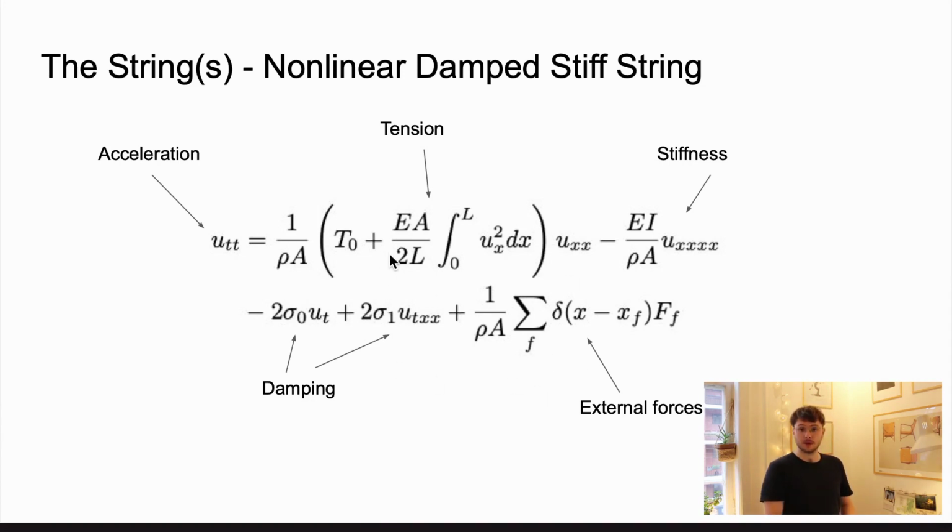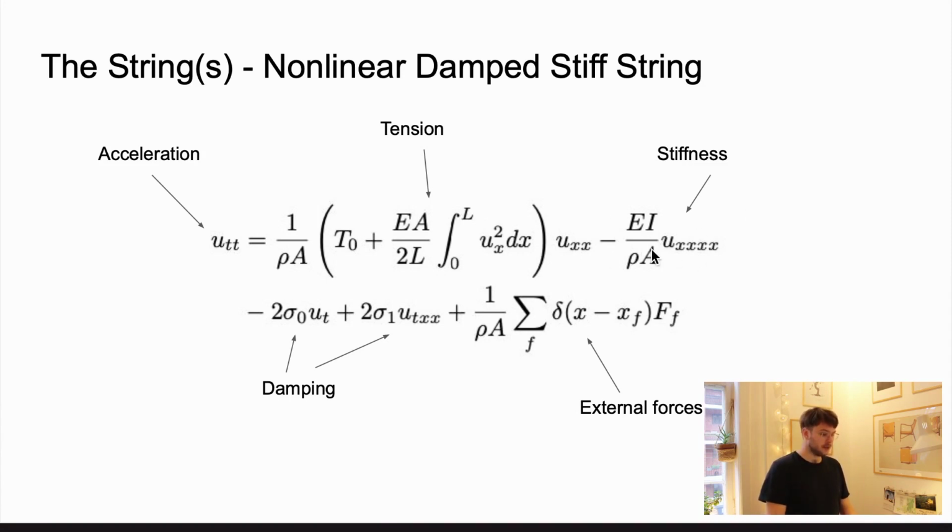The first force acting on the string is a restoring force that is due to the tension of the string. So if you have a displacement of the string, the tension is going to try and pull the string tight. And this integral in here makes it so that the more displaced the string is, the tighter it will be and thus have a stronger restoring force. And this makes the string nonlinear.